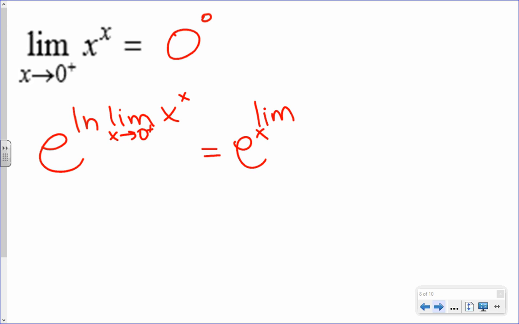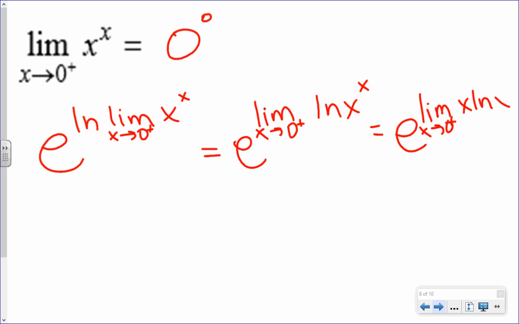E to the x. Okay, so e to the natural log cancels out, but we are going to switch the limit and the natural log so that we can write x natural log of x. So now it's no longer in the exponent. However, now we are stuck with 0 times negative infinity. Okay, that is still indeterminate. We cannot use L'Hopital's rule until we make it a fraction.